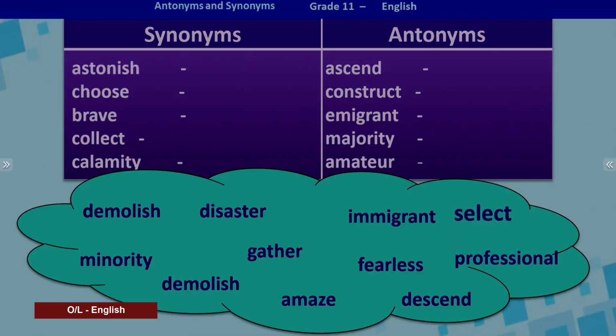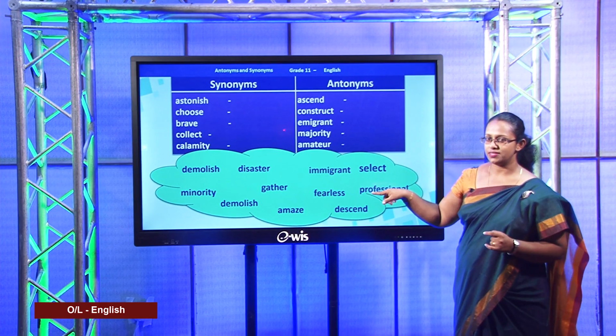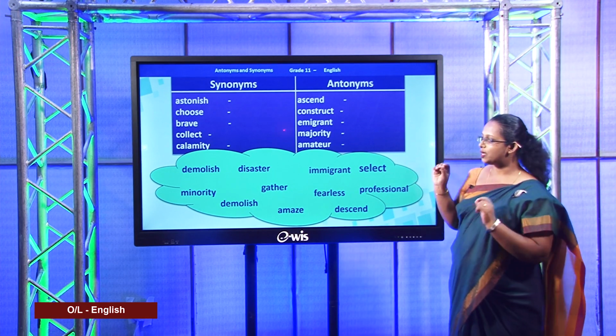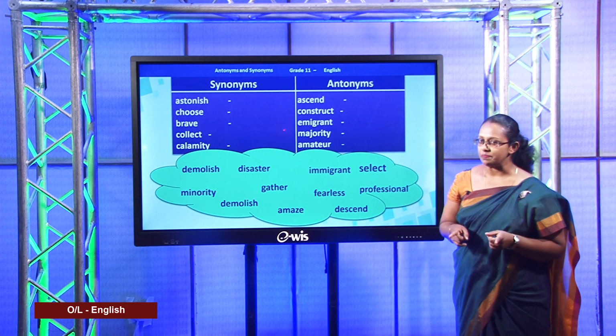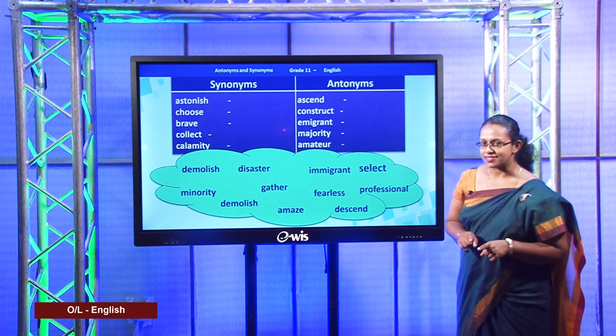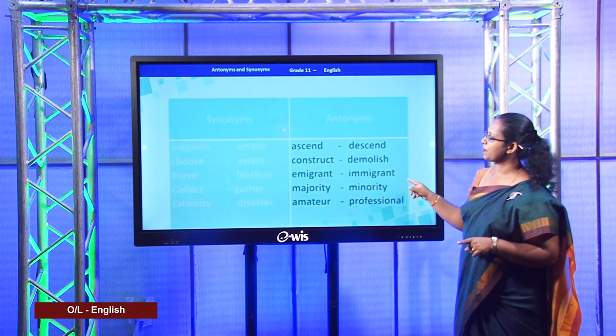Now we are going to read these words. Ascend, construct, immigrant, majority, amateur. You have to find antonyms for these words. Okay. You are given the words and take your time to complete the task now. Hope you have completed. Now, shall we check the answers? Okay.